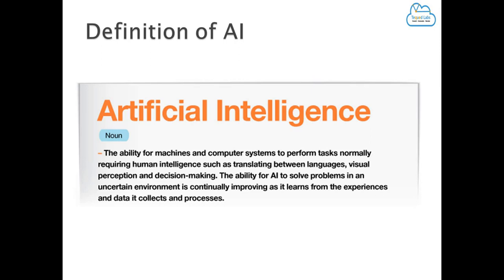The major thing in artificial intelligence is the concept of learning. Whenever you give a definition of artificial intelligence, learning is very important. If the system does not learn, then it is not artificial intelligence.